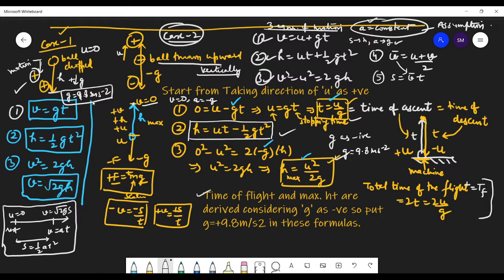Since the ball was dropped, the initial velocity is 0. So in these equations put u equals 0. We get v equals gt, h equals half gt square, and v square equals 2gh, or you can write v equals root 2gh. The same equations hold whether it is vertical motion, a ball dropped with initial velocity 0, or horizontal motion, where a body starts from rest: velocity is given by at, or root 2as, and the distance by half at square.